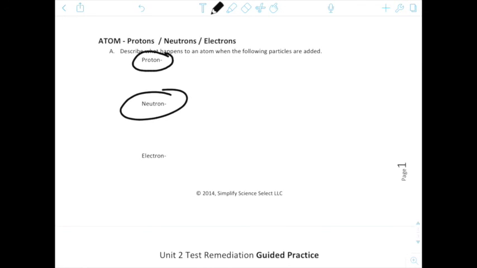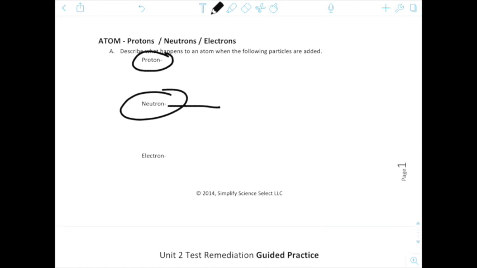Now, a neutron, on the other hand, it's a neutrally charged particle. So when we add it, we're adding it to the nucleus. We don't change what element it is, but we're just adding more mass to the nucleus. And this is really changing what we like to call isotopes. So by adding a neutron to the nucleus, we're changing what isotope it is.